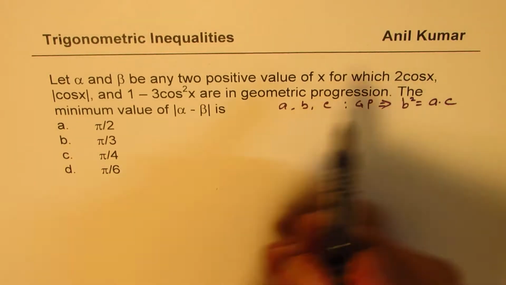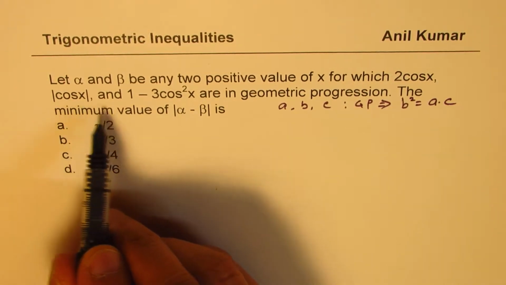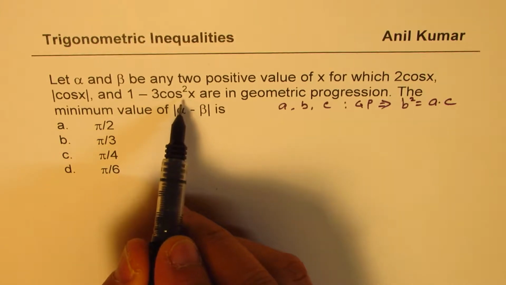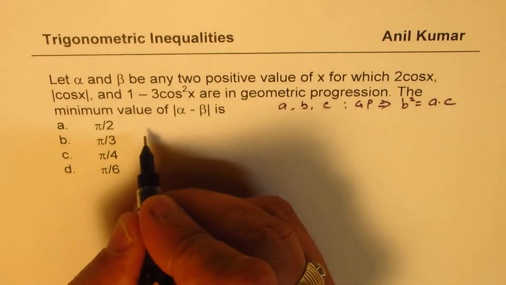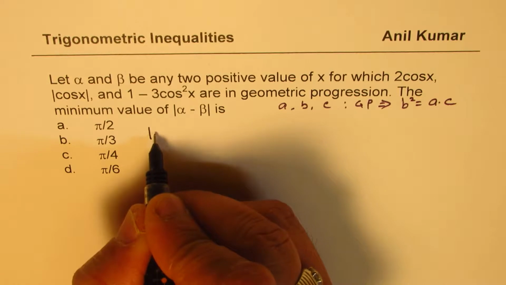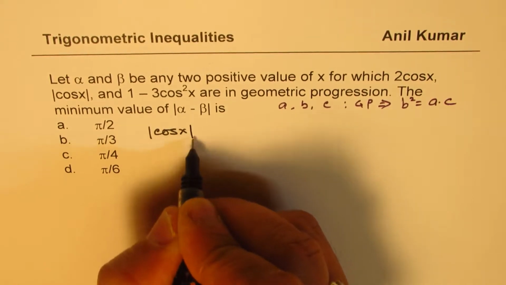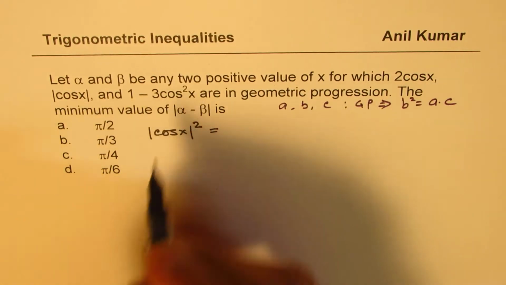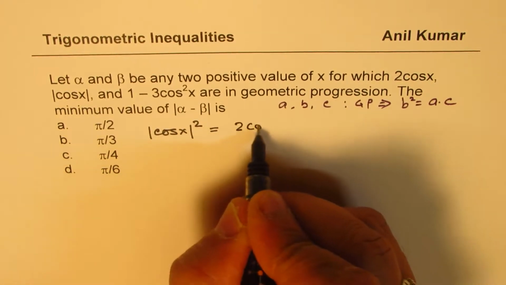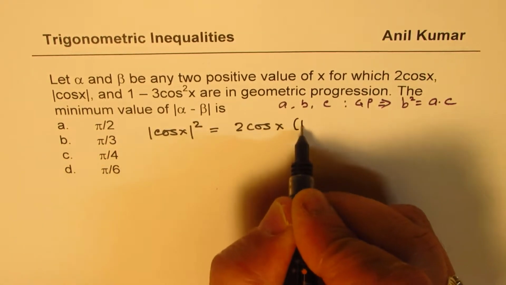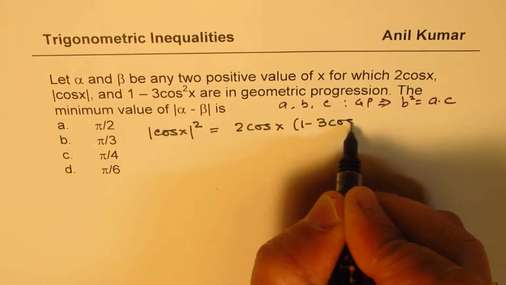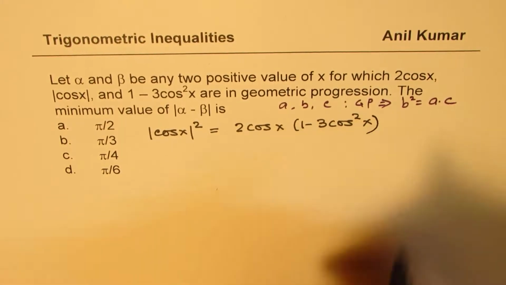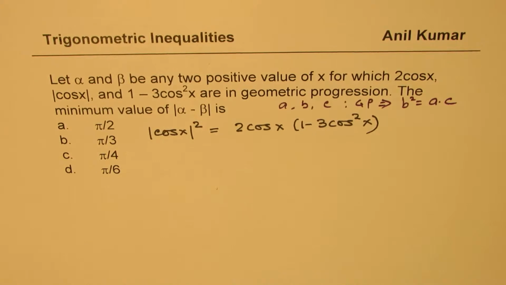So we know 2 cos x, absolute value of cos x, and 1 minus 3 cos square x are in geometric progression. Therefore, we could write that absolute value of cos x whole square should be equal to product of the other two, which is 2 cos x times 1 minus 3 cos square x. So that is how you have to answer this question.